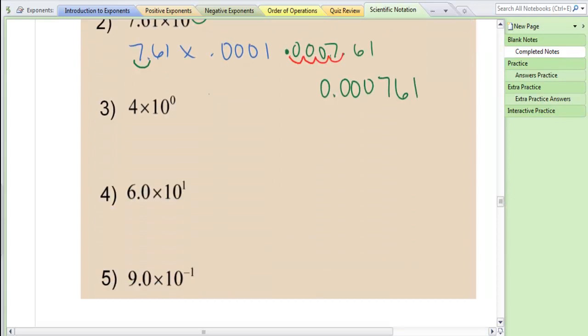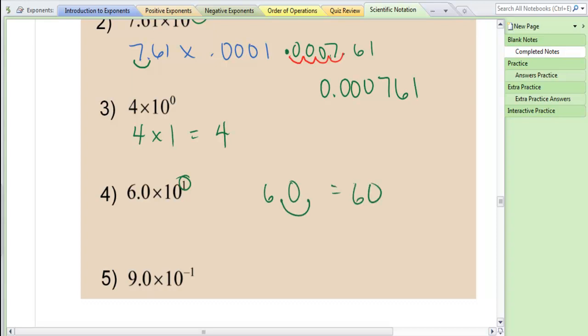4 times 10 to the 0. So what did we decide 10 to the 0 is always equal to? It's 1. So this is just 4. 6.0 times 10 to the 1st. So how many places do we move our decimal? 1. Very good. So is it going to get bigger or smaller? The number is going to get bigger because we have a positive exponent. So we're going to move that decimal 1 place value, so this is 60.